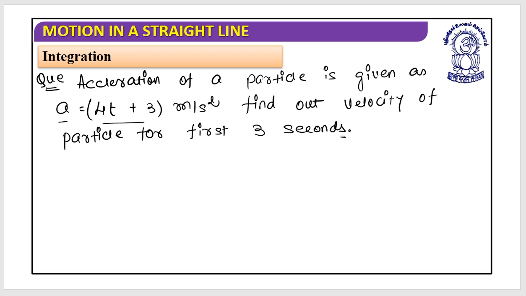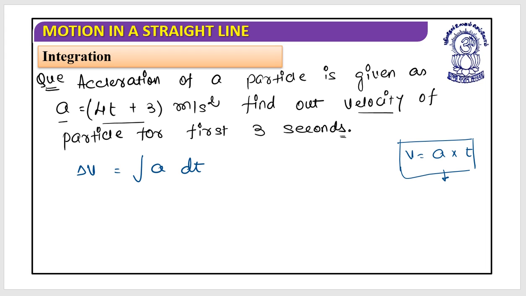This is acceleration. What you require is velocity. How can you do this? I am having a relation: delta v is equal to the integration of a dt. Now if you are thinking that I will do something like v = a into t, this is not possible. This cannot be done because this is non-uniform acceleration. We are going to learn about uniform and non-uniform acceleration, but at this point of time you just remember that this approach is not possible.